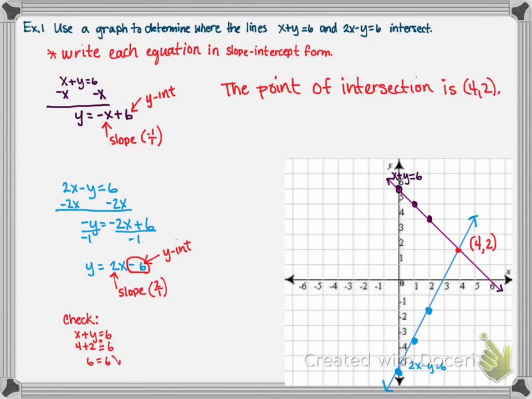And it needs to check out in the second equation as well. The second equation is 2x minus y equals 6. Substituting in 4 for x and 2 for y, does 2 times 4 minus 2 equal 6? 8 minus 2, does that equal 6? Yes, it does. So it checks out in both.